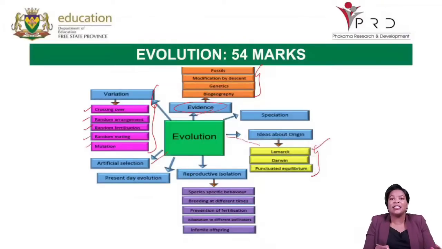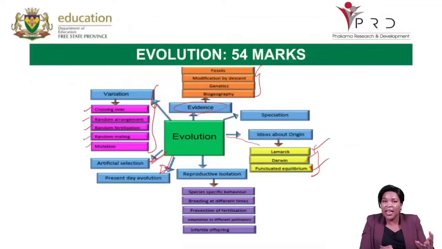Lamarck, what did he say? How did the organisms evolve? Was his theory accepted or was it rejected, and why? Then Charles Darwin, how does he say evolution took place? Then punctuated equilibrium by Eldridge and Gould. What did they say happens during punctuated equilibrium? Then artificial selection, then evolution in present day, that is where you are talking about your COVID-19 and all of that, the evolution in small microorganisms.